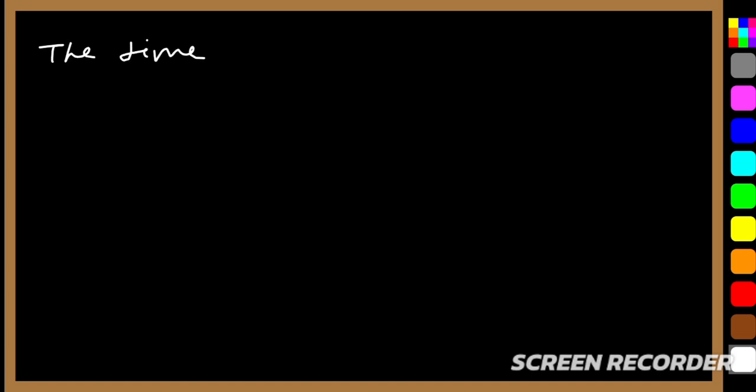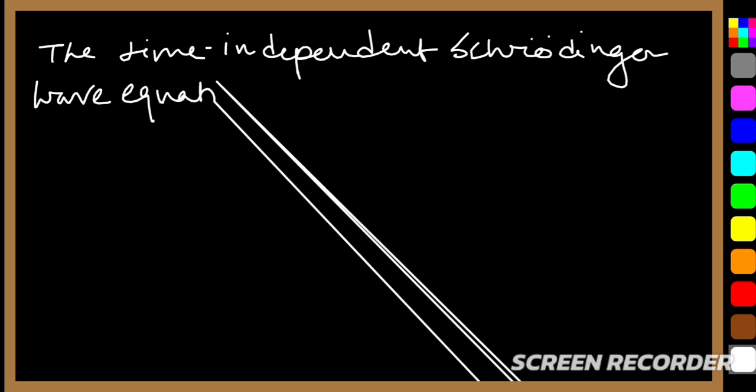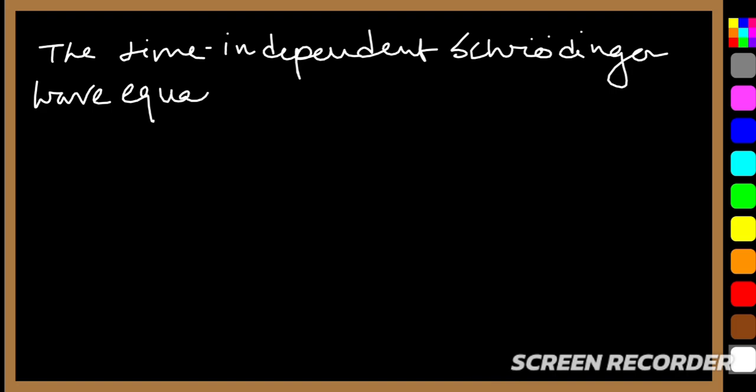Time independent Schrödinger wave equation for SHO is okay. So the time independent Schrödinger wave equation for the simple harmonic oscillator, that should be what?